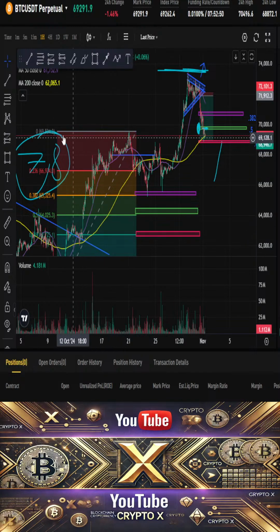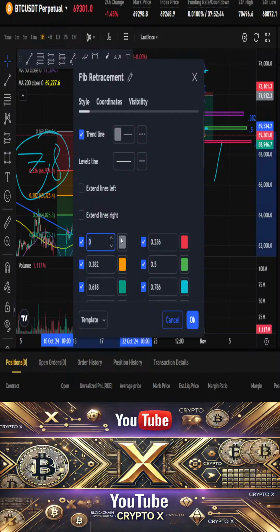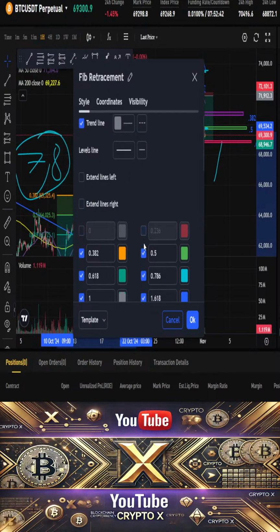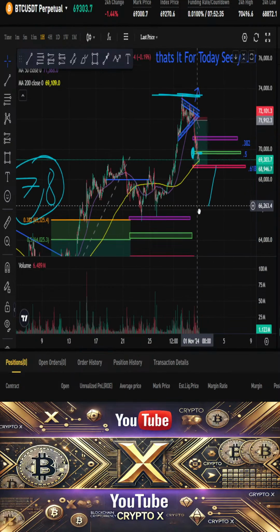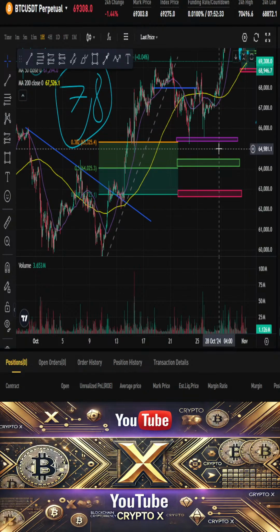This line, and this line. Rest of the things, just go in the settings, as I had just told you, and remove all of them. While trading, you just need three of them. Here you go.